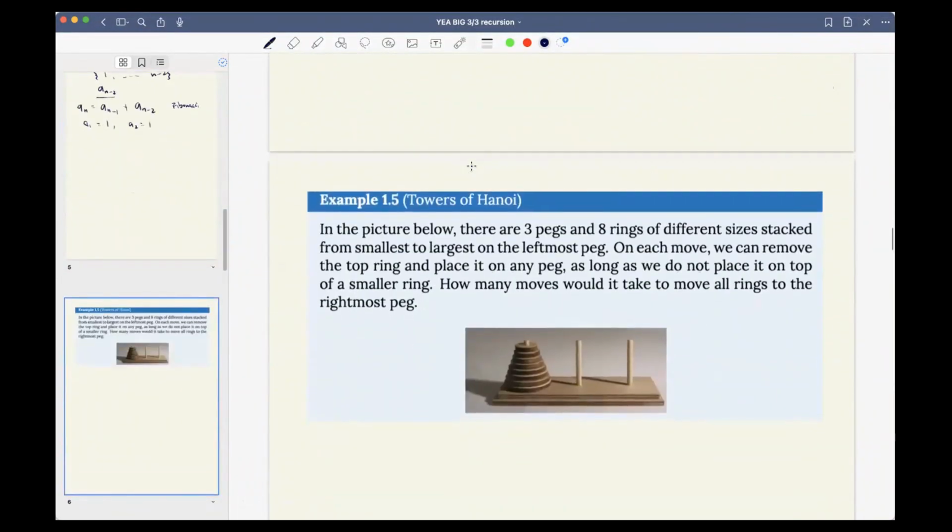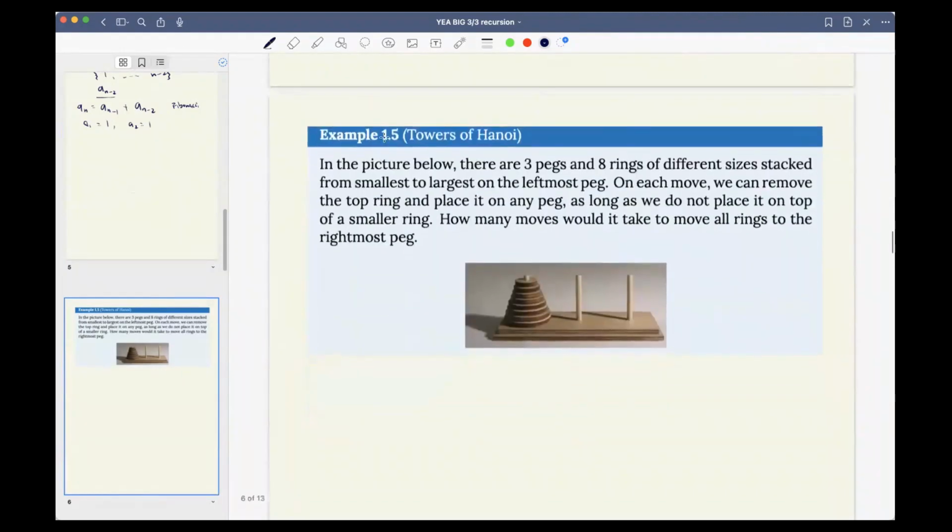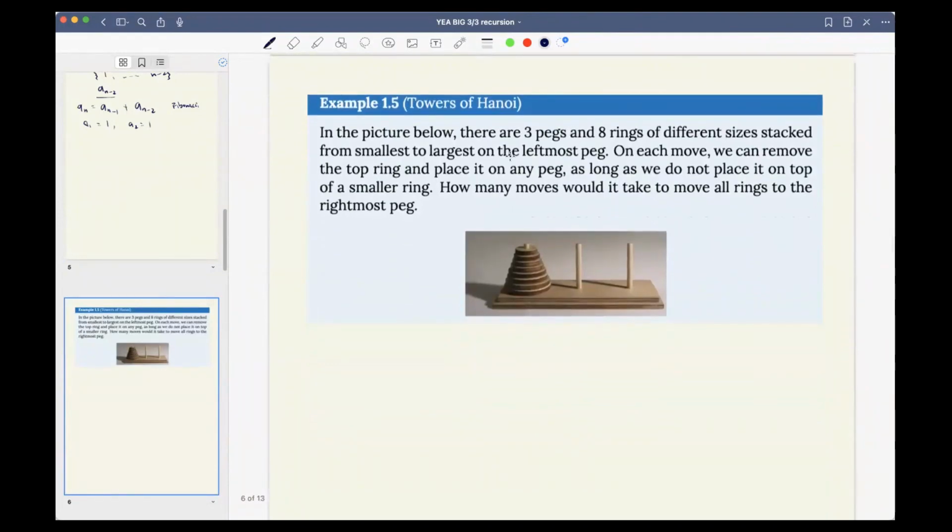So the Fibonacci numbers are just one example of recursion. There are a lot of others, and in general, we can use recursion when a relationship is true for any arbitrary term, right? So here's one example from a game.